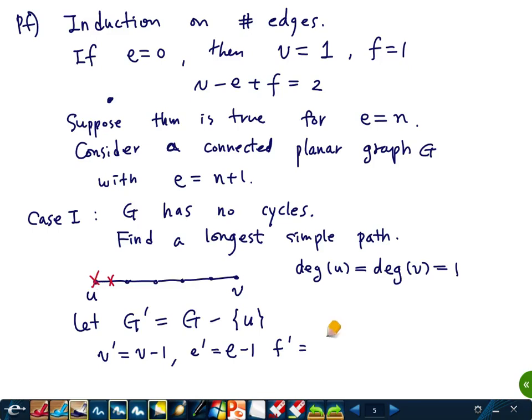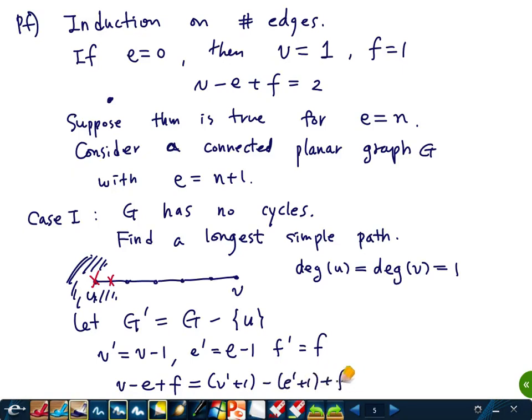If you remove this part, it belongs to just one face, right? Because this is not a cycle. So you don't lose any faces. So F prime is just the same as F. Okay? And what is V minus E plus F then? V is V prime plus 1, E is E prime plus 1, plus F, which is F prime. So this is V prime minus E prime plus F prime, but this is 2 by the induction hypothesis.